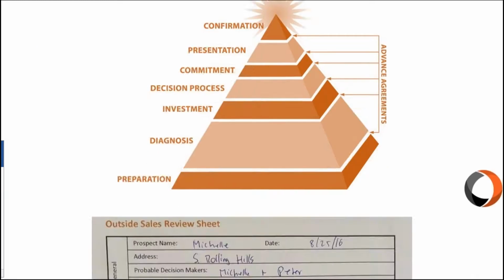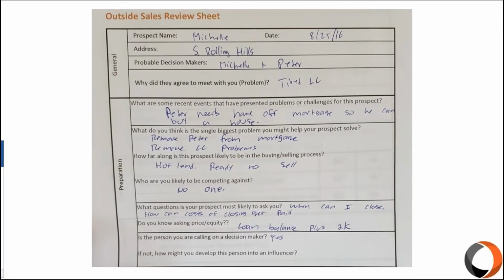So let's jump to the outside sales review sheet. We had someone who sent this in. He filled this out, I believe, after the sales call. Pretty simple stuff. General, who you talking to, what's the property address, right?